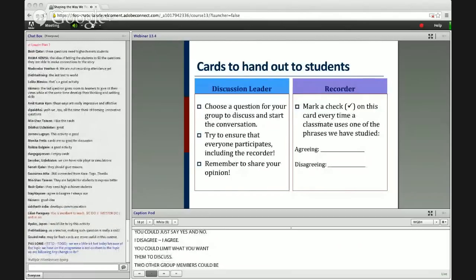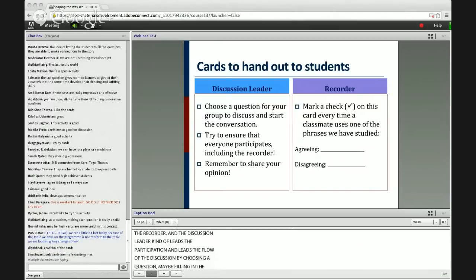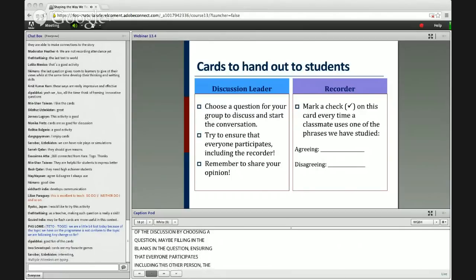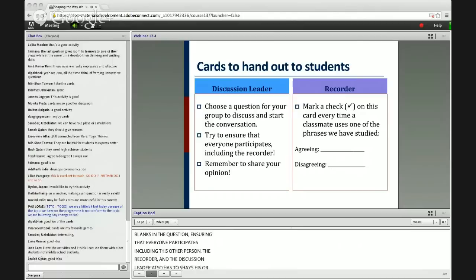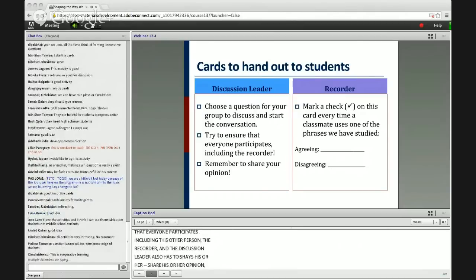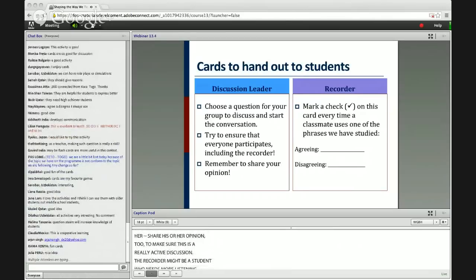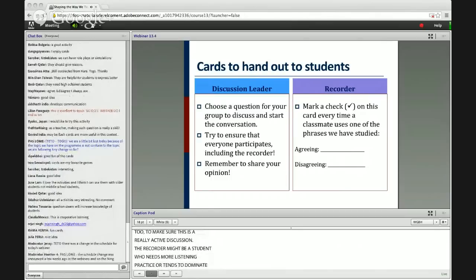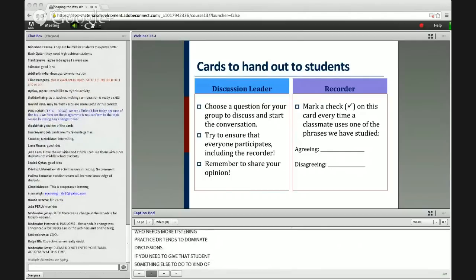And the discussion leader leads the participation and leads the flow of the discussion by choosing a question, maybe filling in the blanks in the question, ensuring that everyone participates, including this other person, the recorder. And the discussion leader also has to share his or her opinion too, to make sure that this is a really active discussion. The recorder might be a student who needs some more listening practice or tends to dominate discussions. If you need to give that student something else to do to allow others to speak a little bit more, then you can make that person the recorder.